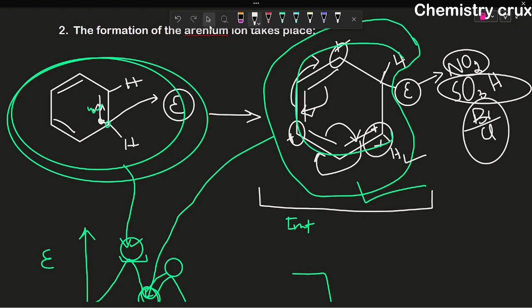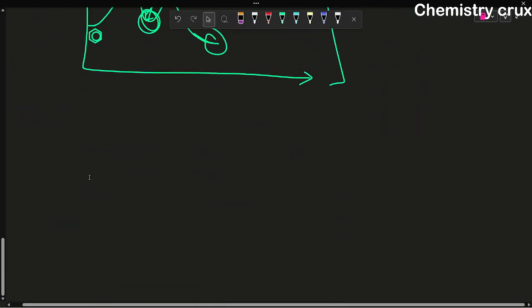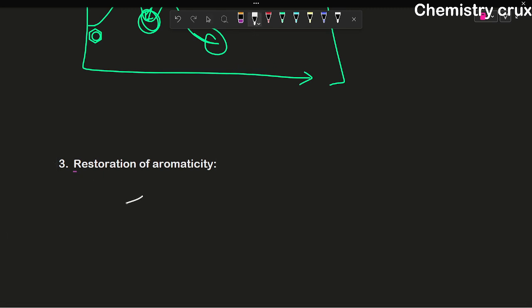Right. Now the third step comes in. In the third step, what happens is restoration of aromaticity. Now let's see what happens. This is the Arenium ion that we have got from the second step. A positive charge over here, H over here, and the electrophile also linked to this state.